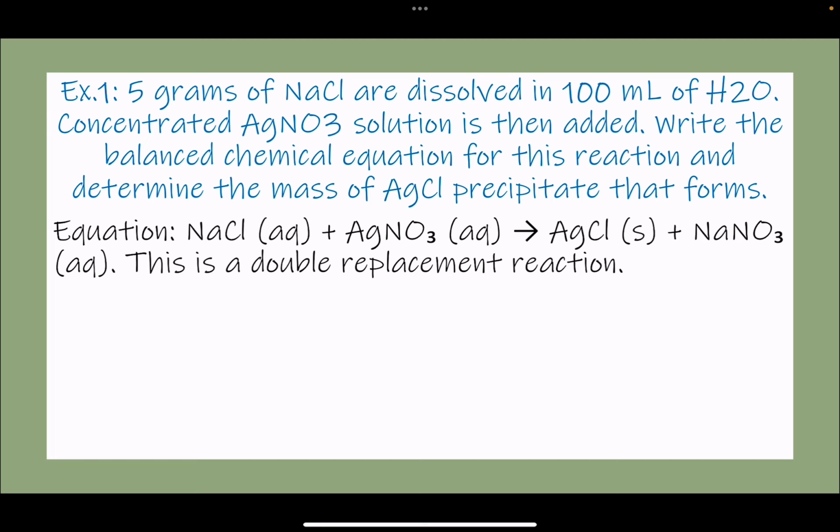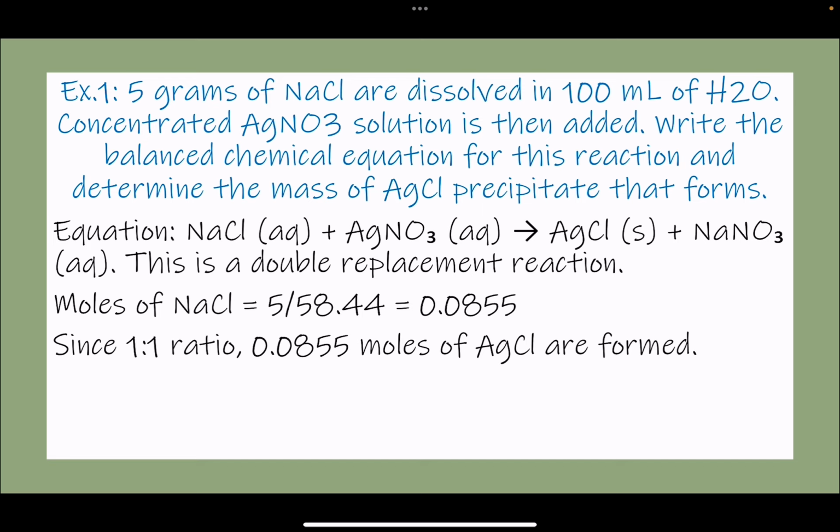Determining the mass of precipitate begins by calculating the moles of sodium chloride that was added. We divide the mass, 5 grams, by the molar mass of sodium chloride to yield 0.0855 moles of NaCl. Because the chemical equation shows a 1-to-1 stoichiometric ratio between silver nitrate and silver chloride, we know that 0.0855 moles of silver chloride are produced.